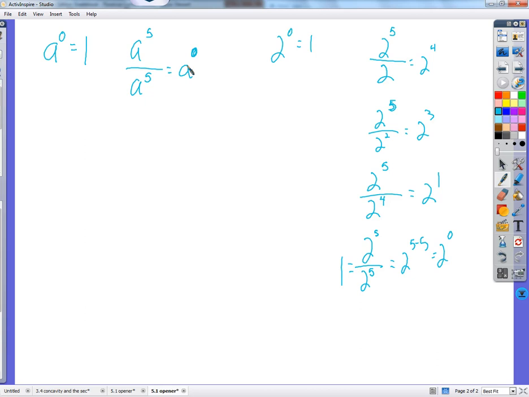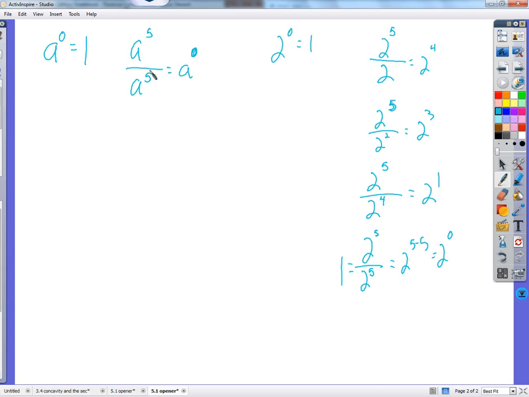If a to the 0 weren't 1, then let's say a to the 0 was equal to a, and then we came across this situation. We try to do a to the 5th divided by a to the 5th, and then we say a to the 0 is a? That can't be, this is 1. So for exponential notation and multiplication and addition and everything to work out the way it does in math, a to the 0 has to be 1.